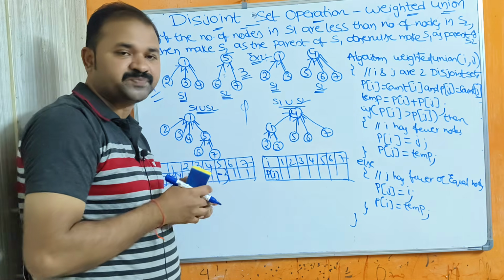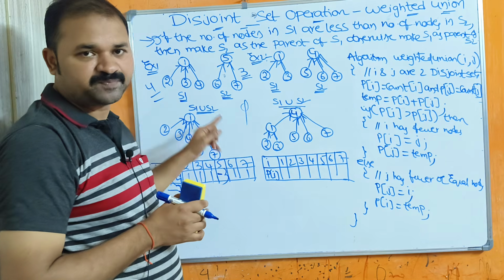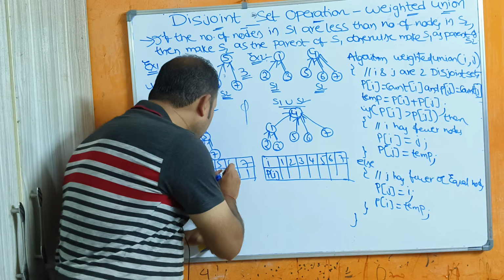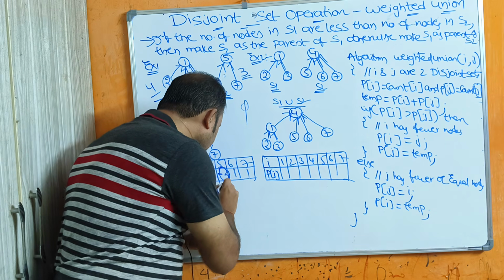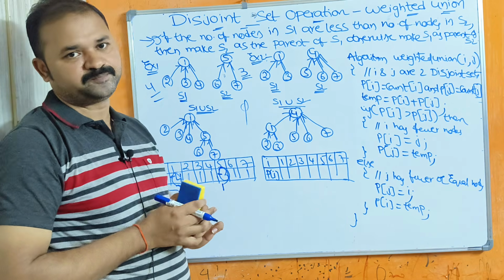Likewise, what about 5? So now 5's parent is 1. 5's parent is 1, so we need to update that information also. So -3 is replaced by 1.